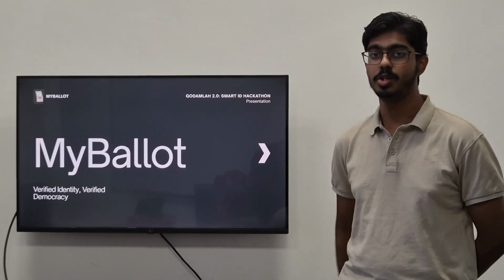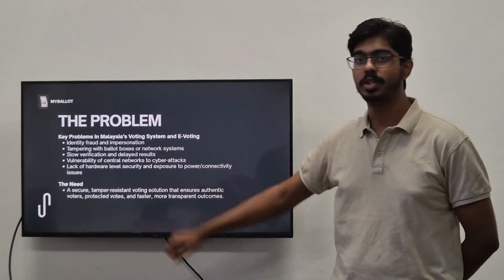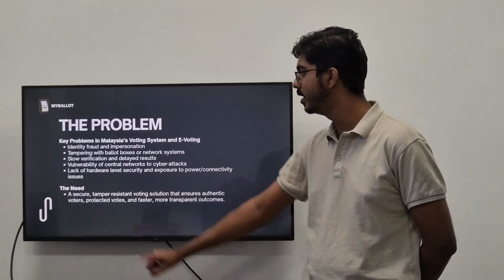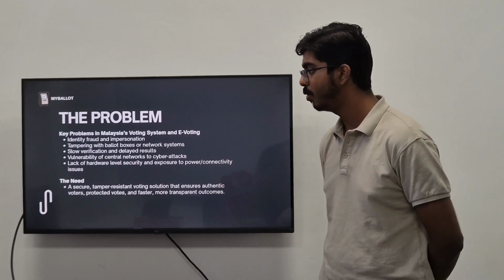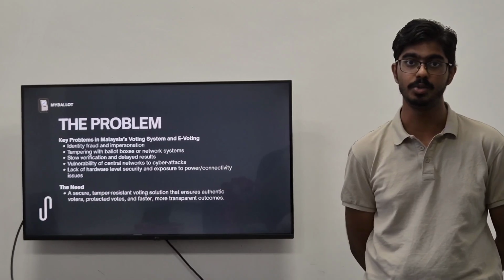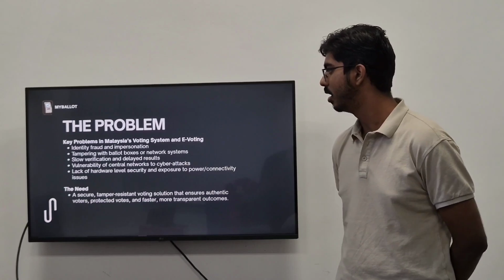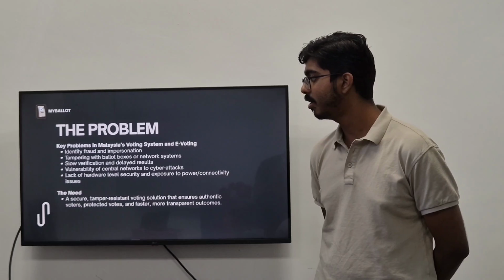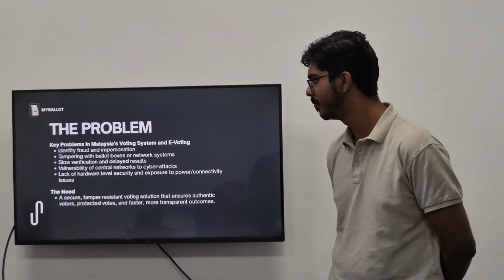Before we start, let us introduce you to the problems that we are tackling. In this case, the problem that we are tackling will be Malaysia's voting system and e-voting. As you can see, Malaysia's voting system is very prone to identity fraud and impersonation, tampering with ballot boxes, and we are all very familiar with how Malaysians' general elections are very slow to verify and confirm the results, leading to delayed results. However, if we use e-voting, it's not perfect either because tampering can happen with the network systems because of the public Wi-Fi, and there's lack of hardware level security in our phones and PC because we are not sure how secure each and every device is. So what is the need?